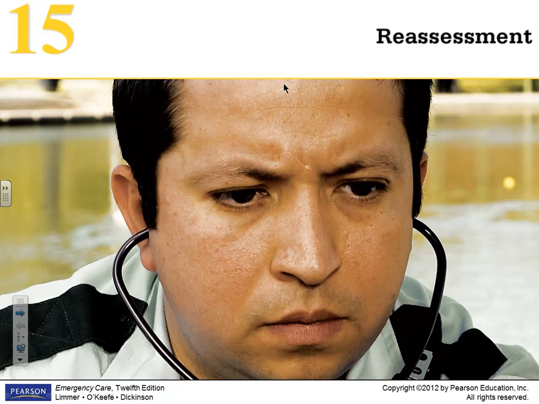We know that if it says reassessment, that means we've already done our primary or preliminary assessment, right? And we've also done our secondary assessment. So our reassessment is what's going to pull it all together for us, as we're continuing our transport to the hospital.